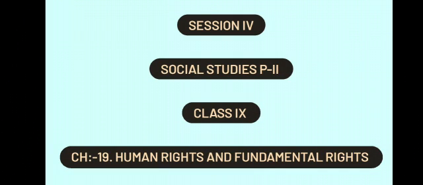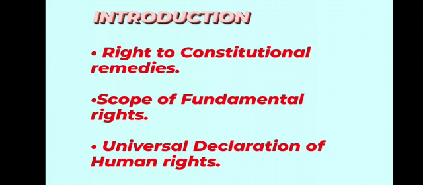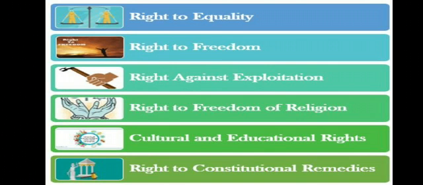Welcome to the fourth session, Social Studies Paper 2, Chapter 19, Human Rights and Fundamental Rights. Today we are going to learn the right to constitutional remedies, the scope of fundamental rights, and the Universal Declaration of Human Rights. Here we have a list of fundamental rights. We have already learned the right to equality, right to freedom, right against exploitation, right to freedom of religion, and cultural and educational rights, and today we are going to learn the right to constitutional remedies.